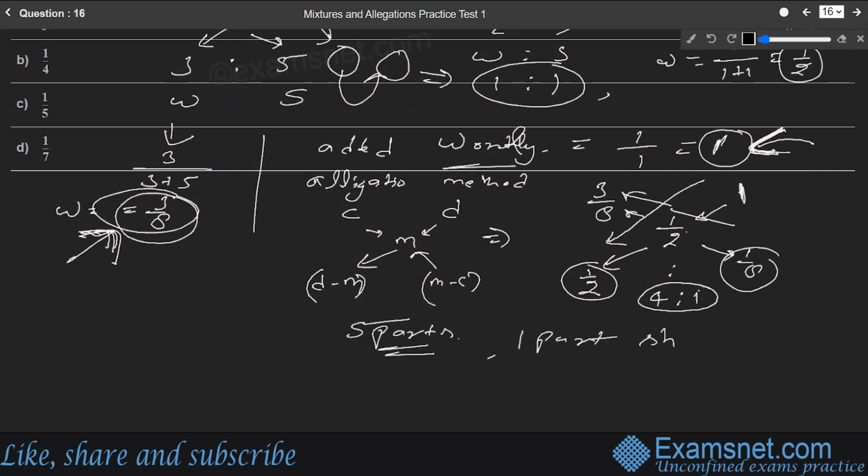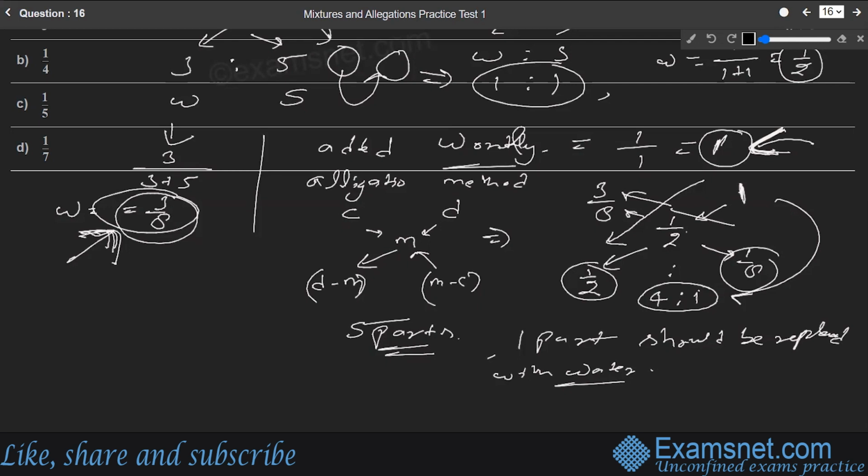That's what 4 is to 1 means: 1 part should be completely replaced with water. Okay, that's what 4 is to 1 means. Out of the 5 parts, 1 part belongs to the water. So 1 part of the original liquid should be replaced by water.